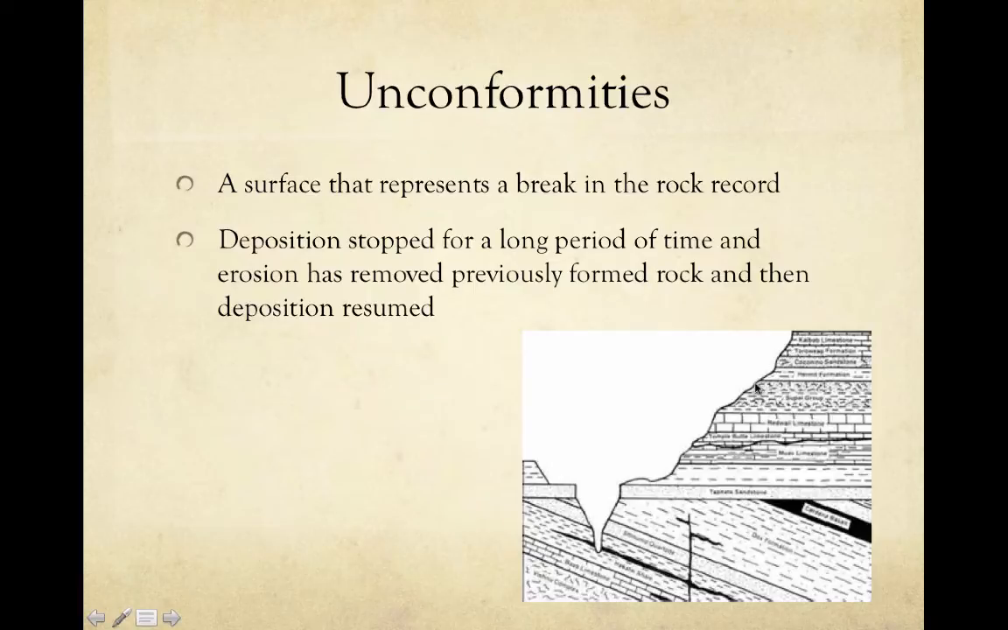If we look at this picture down here, this area right here would be an area where deposition has stopped for a long period of time, and weathering and erosion have removed all of the rock that was once here. After millions and millions of years, deposition will continue and new rock layers will be laid down right here. There's three main types of unconformities that we're going to talk about today.